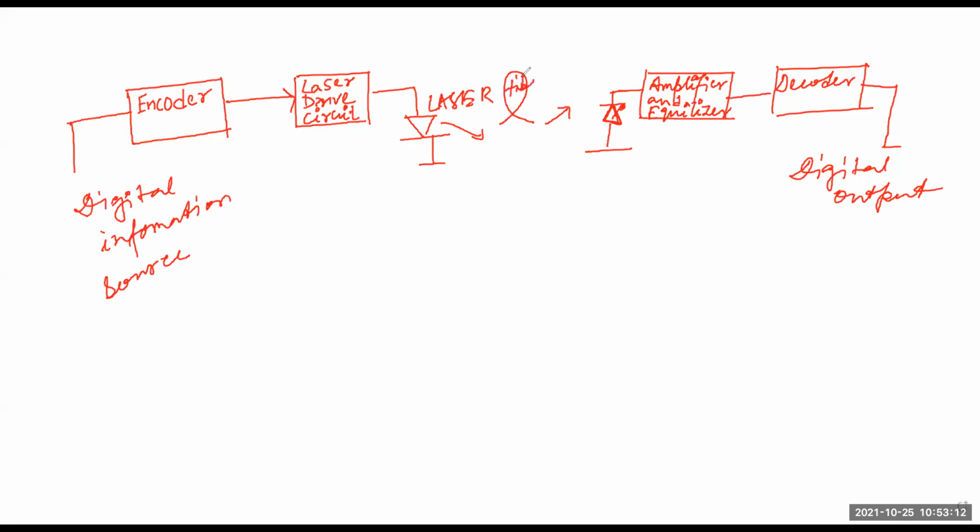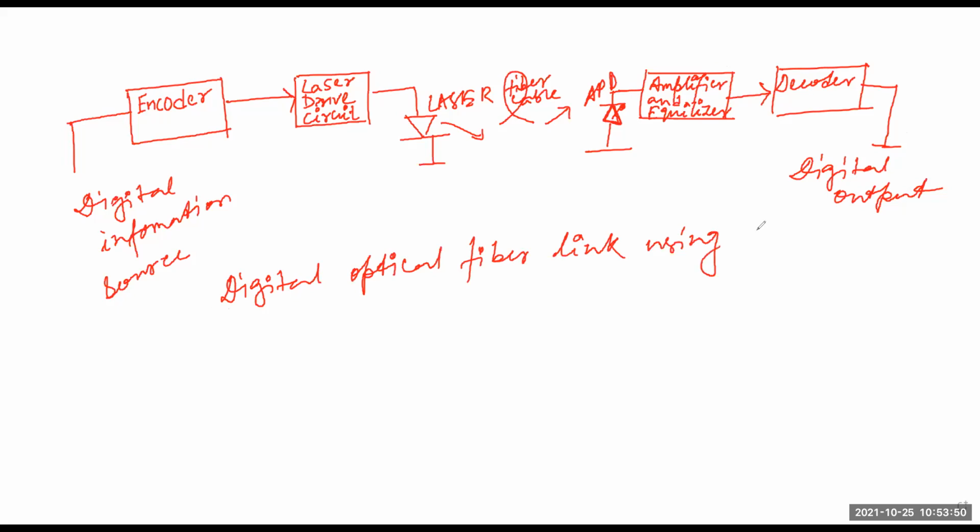This is the fiber cable. This is the APD, avalanche photodiode. This is the amplifier and equalizer. This is the decoder, and this is the digital out. This is the figure: digital optical fiber link using laser and APD.